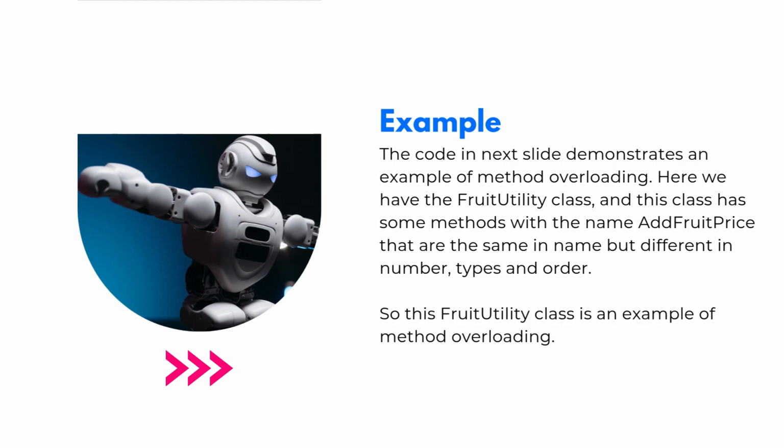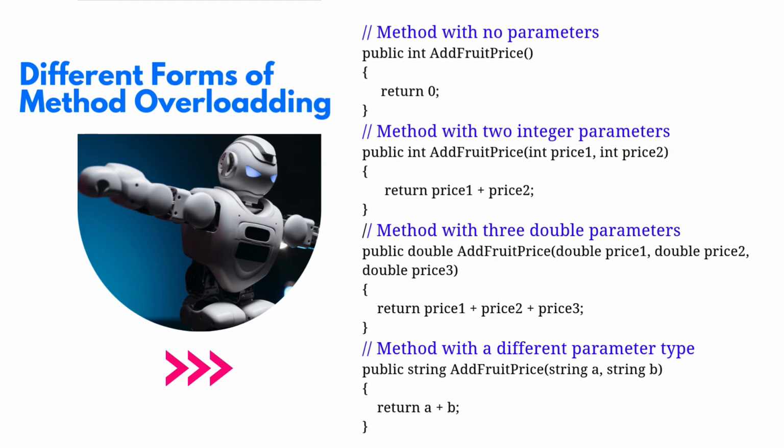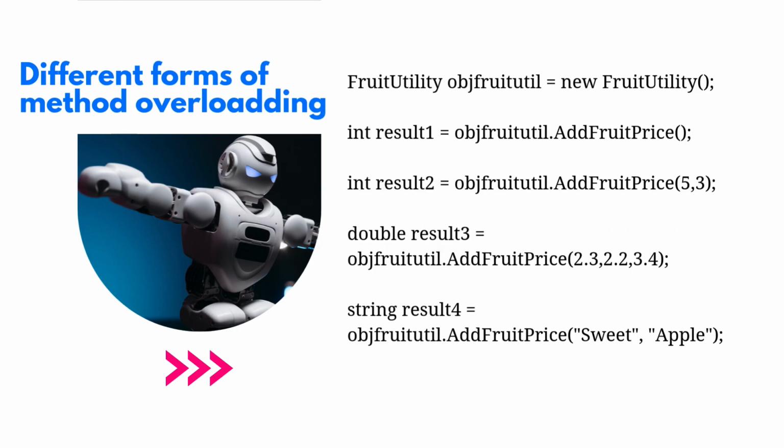Here we have the fruit utility class, and this class has some methods with the name addFruitPrice that are the same in name but different in number, types and order. So this fruit utility class is an example of method overloading. The code demonstrates method overloading by calling the addFruitPrice method with different parameter types and counts. Each call invokes a different version of the method at compile time, returning different data types such as int, double, and string based on the arguments passed.